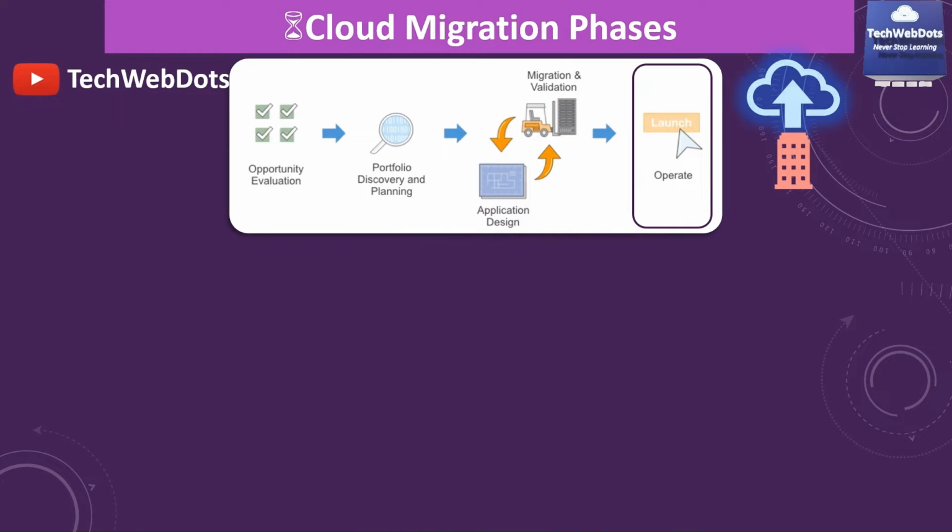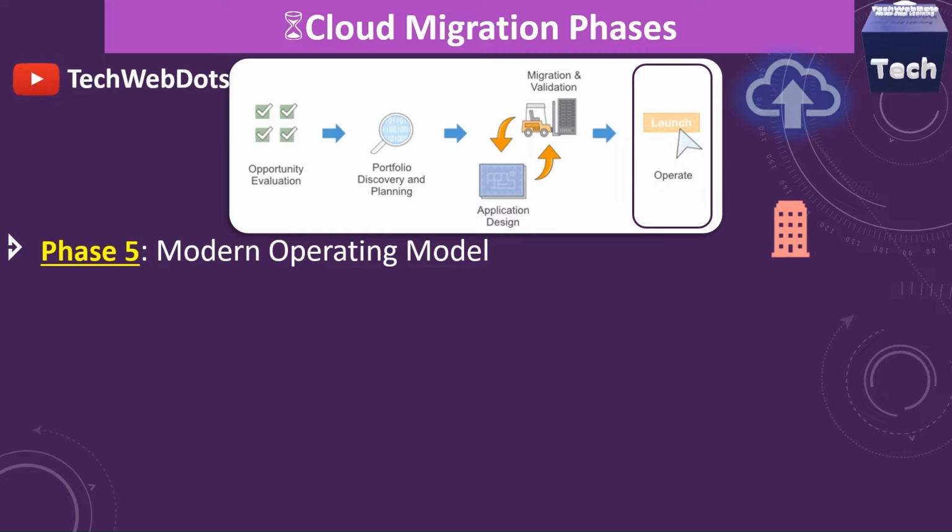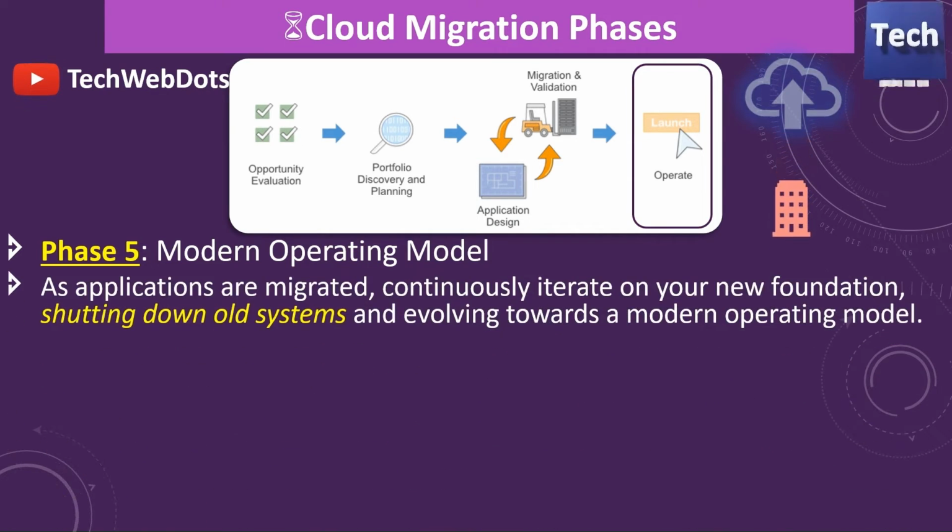The last one, the operate or launch phase, we also call the modern operating model. What we are doing is just separating the on-prem infra because our application is ready to launch into the cloud.